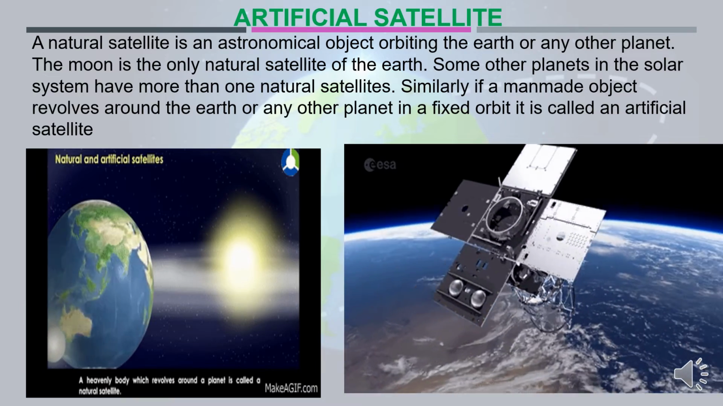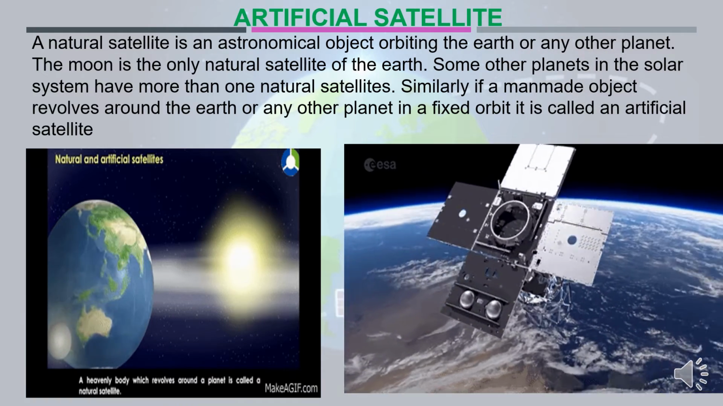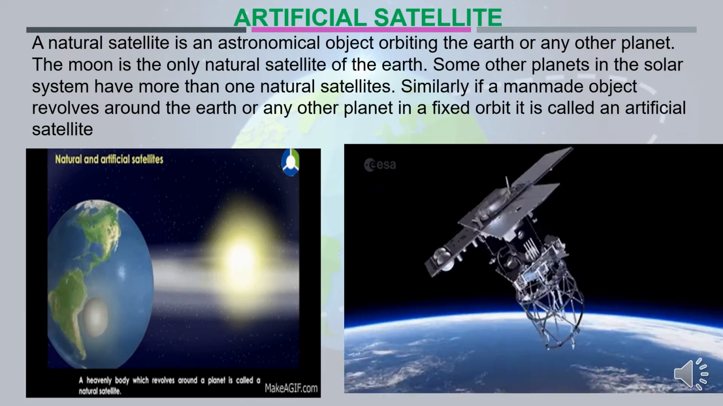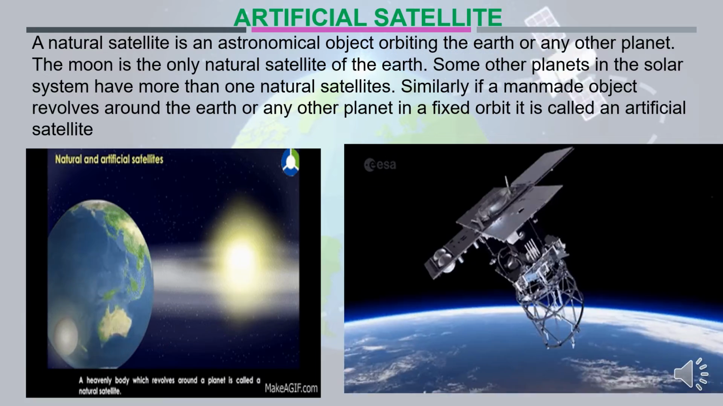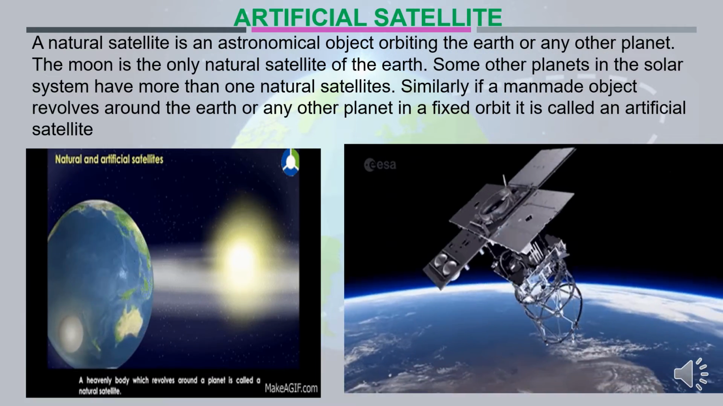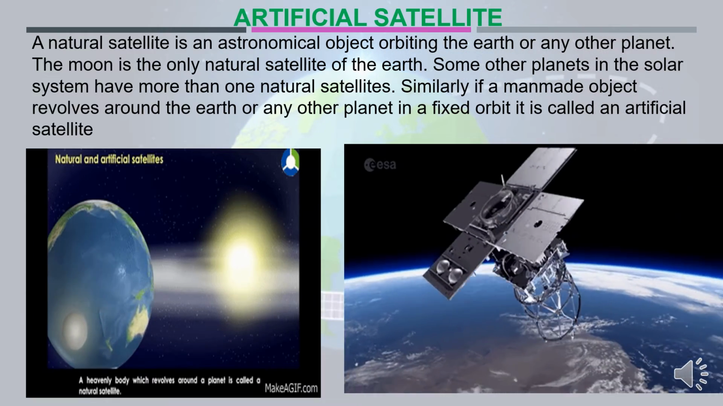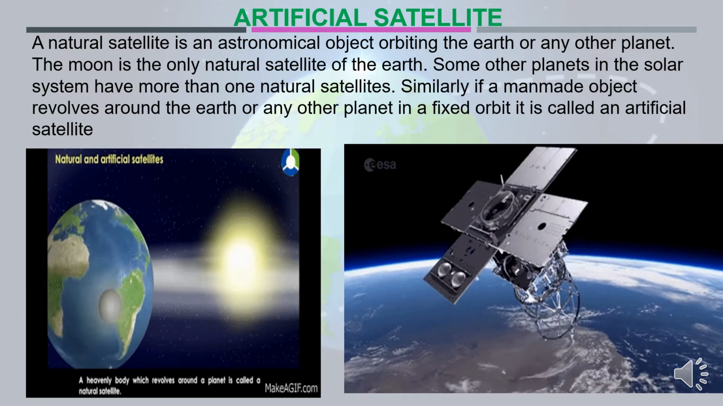Okay, those are artificial satellites which are sent, which are man-made and which revolve around the earth or any other planet in a fixed orbit. ठीक है, किसी भी तरीके से मूव नहीं होते, ऑर्बिट में उन्हें सेंड किया जाता है ताकि वही ऑर्बिट में वो घूमता रहे और हम लोग को उसकी डेटा मिलती रहे.